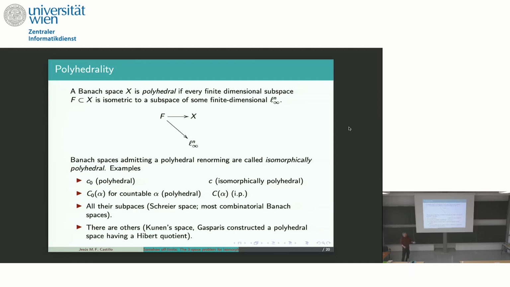Examples. C0 is polyhedral, but C, which is isomorphic, is not. It's only isomorphically polyhedral. Spaces of continuous functions on some countable compact space are isomorphically polyhedral, and if you take the hyperplane of functions which vanish at the end, then it is polyhedral. Their subspaces, Schreier spaces, combinatorial spaces, most of them are polyhedral or isomorphically polyhedral, and there are others. There is one from Paris, there is one from Kuhnen, there are others. Who knows? Others.